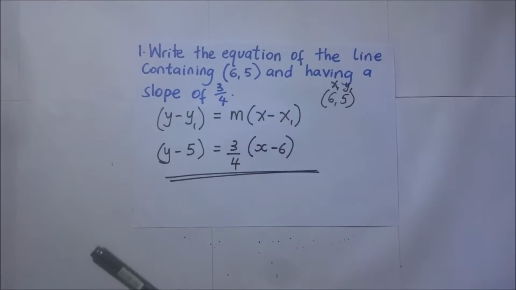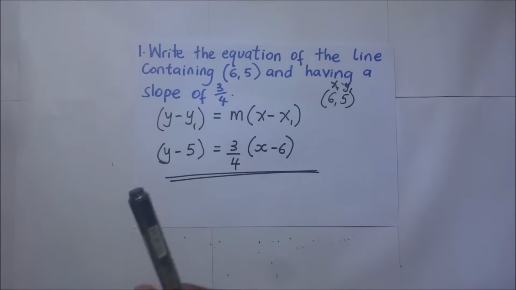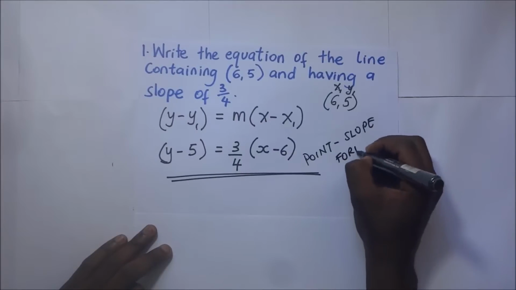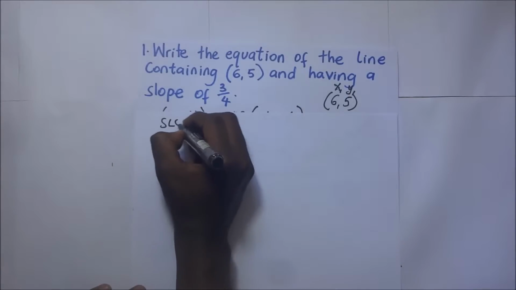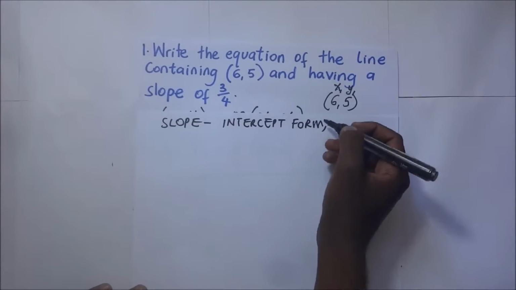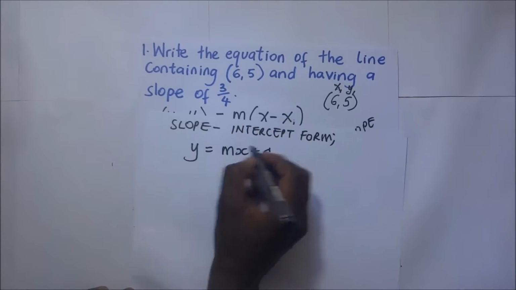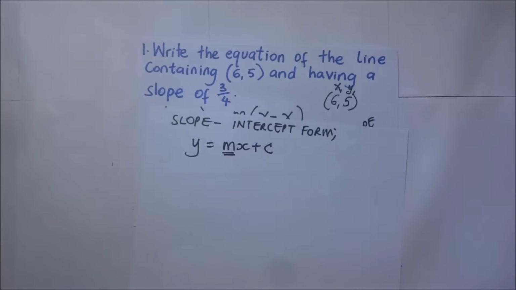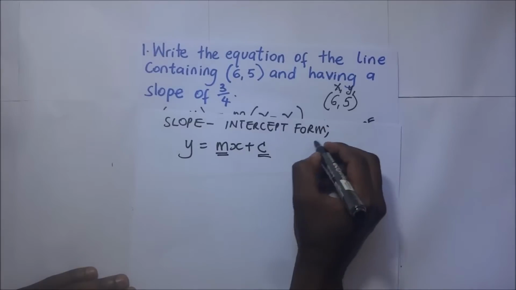We can write this equation another way. We can write it in the slope-intercept form. When we're writing it in the slope-intercept form, this is when we'll use the general equation y is equal to mx plus c. That is the point-slope form. Now we are going to look at the slope. In the slope-intercept form, it is y is equal to mx plus c. The value of m stands for the slope or the gradient, and the value of c stands for the y-intercept. So right here we have the point (6, 5).